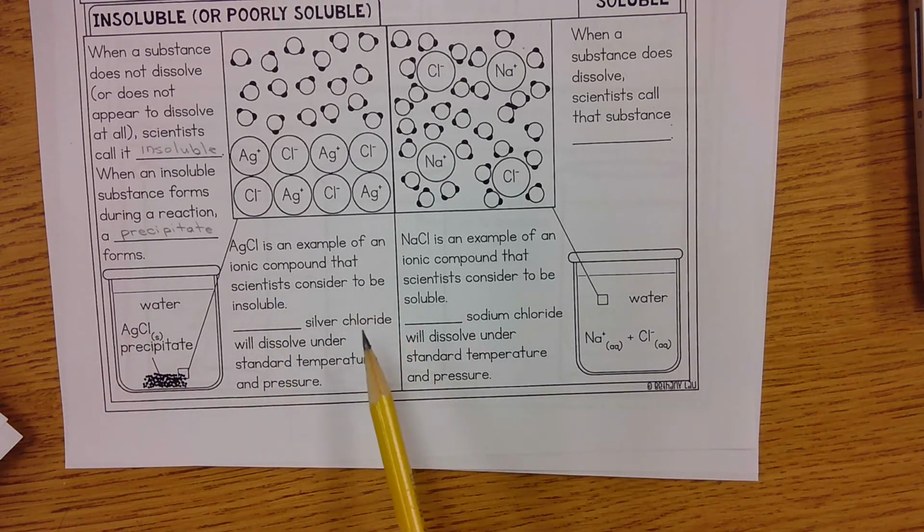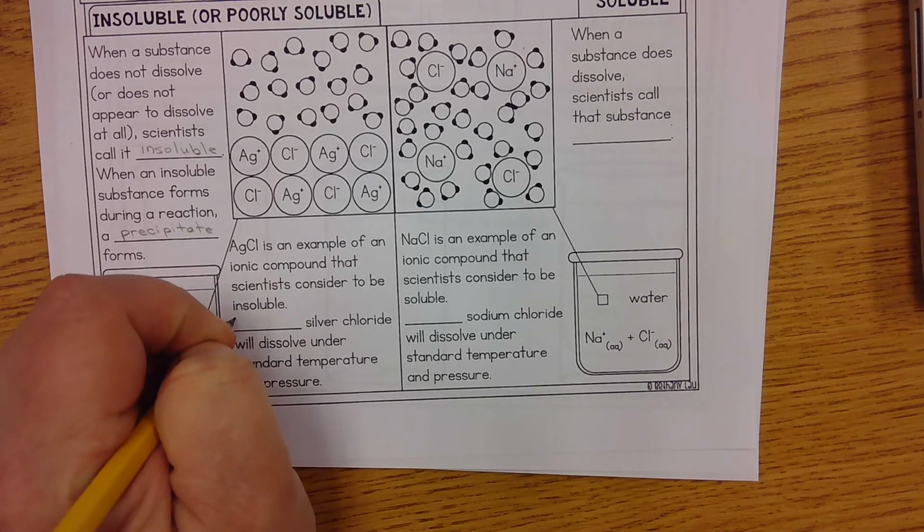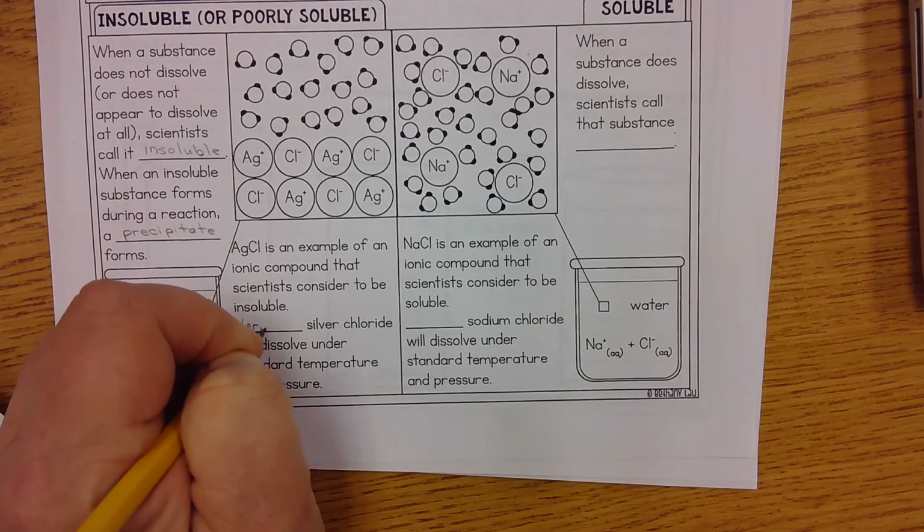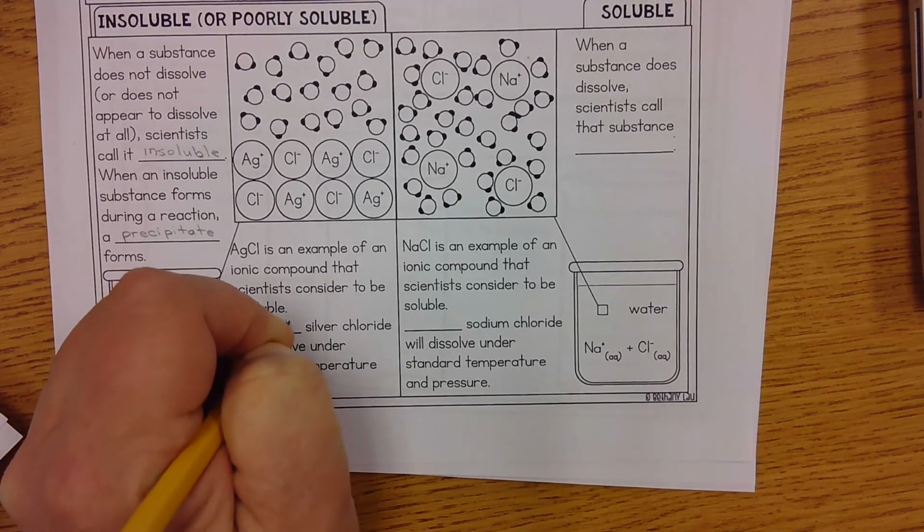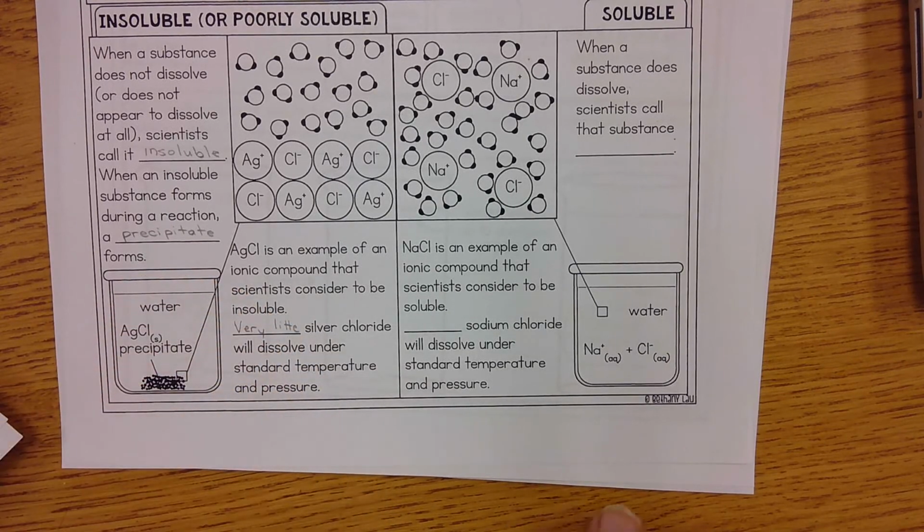So silver chloride is an example of an ionic compound that is insoluble, right? Very little of it dissolves, not enough to even be noticeable under standard temperature conditions. You have to heat it up pretty hot to get it to finally dissolve.